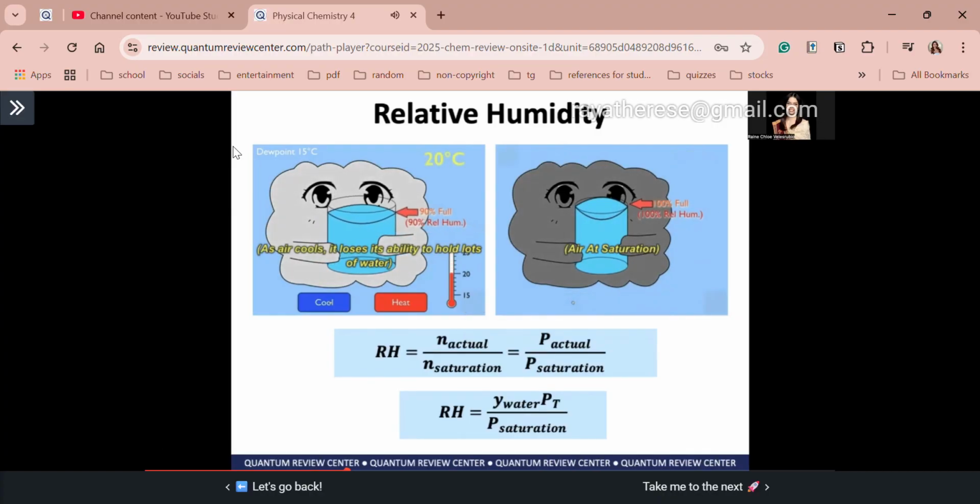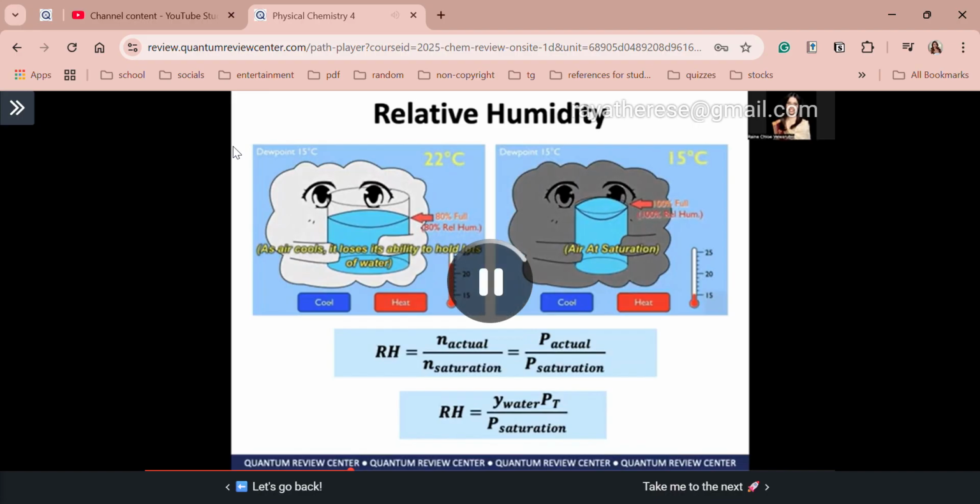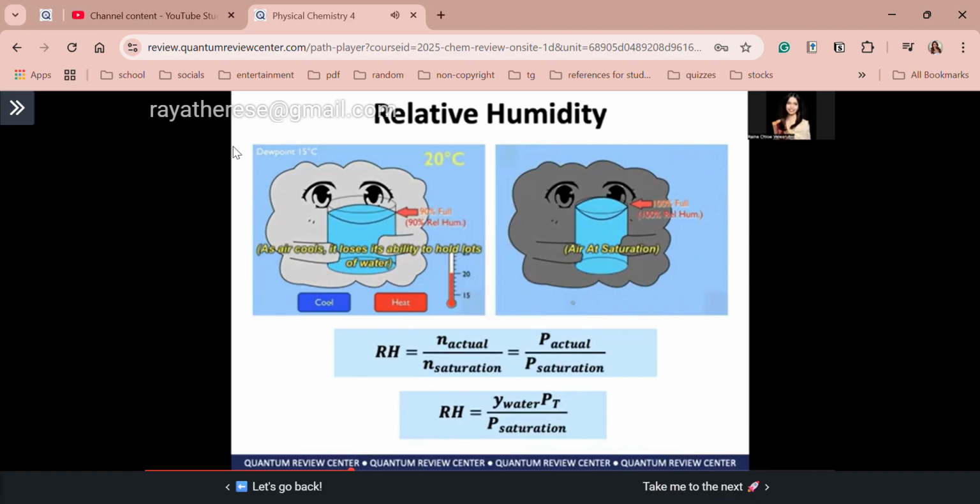So guys, relative humidity tells us how full the air is of water. Punong-puno na ba ang air ng water? So for example, is the air 100% full, which is at saturation? Pag nasa saturation na ang air mo, meaning 100% full na siya of water, it cannot hold any more water. That's why it is saturated of water.